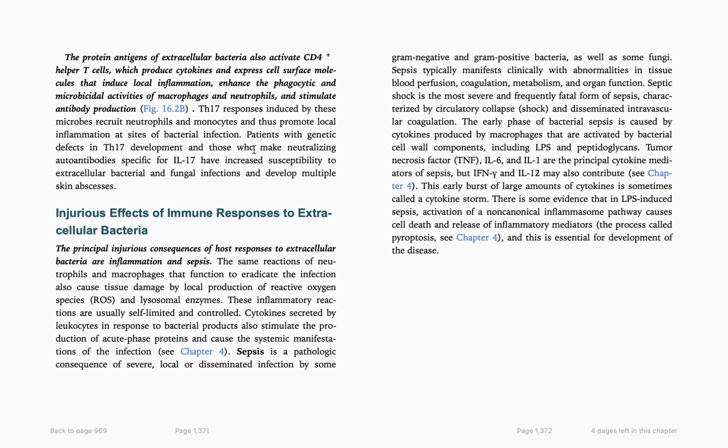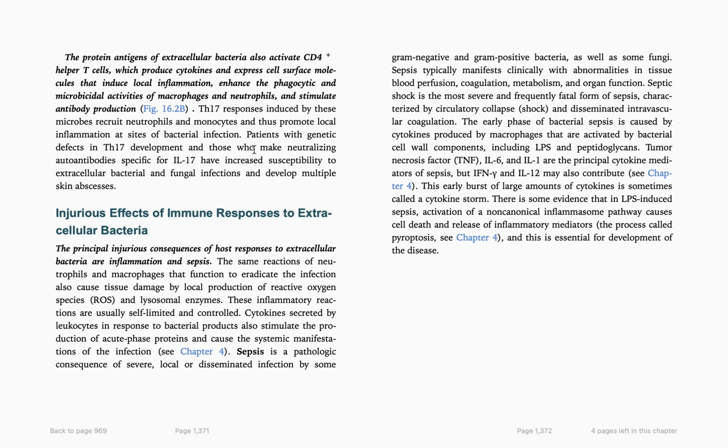Injurious effects of the immune response to extracellular bacteria. The principal injurious consequences of the host response to extracellular bacteria are inflammation and sepsis. The same reactions of neutrophils and macrophages that function to eradicate infection also cause tissue damage by local production of reactive oxygen species and lysosomal enzymes. These inflammatory reactions are usually self-limited and controlled.